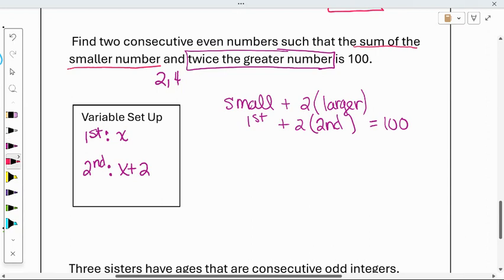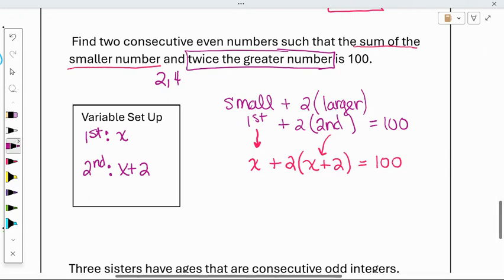Can you write the algebraic equation for us? What is the first integer? Plus 2 times the quantity, x plus 2. Do you see that? Because it's 2 times the larger, so we have to put a 2 out in front of it. Are you okay with that? Equals 100.